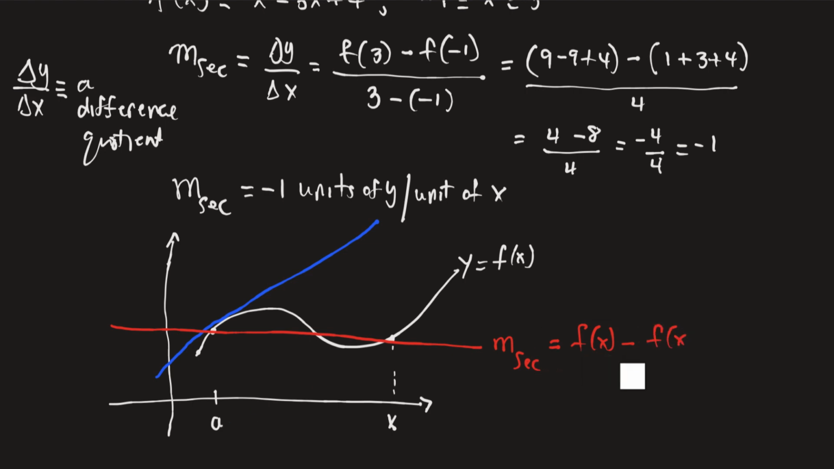I almost wrote f of x. So f of x minus f of a, and then divided by x minus a. This is still our rise over run. This is still our delta y over delta x. Still our difference quotient, right?